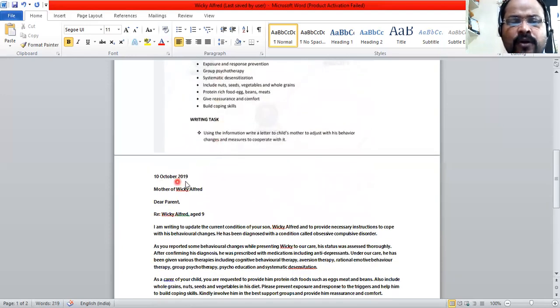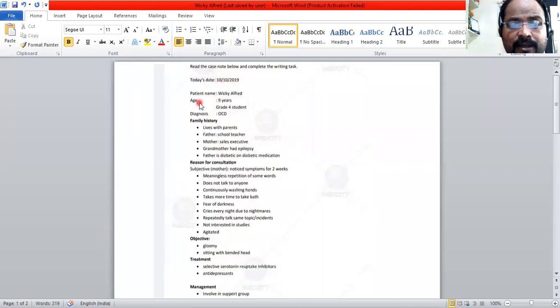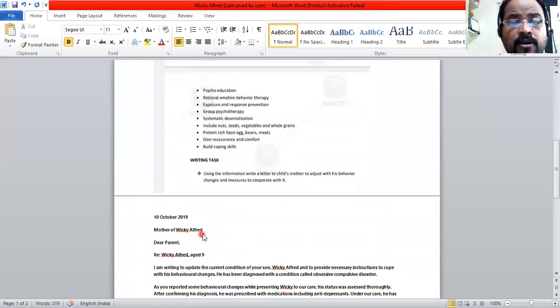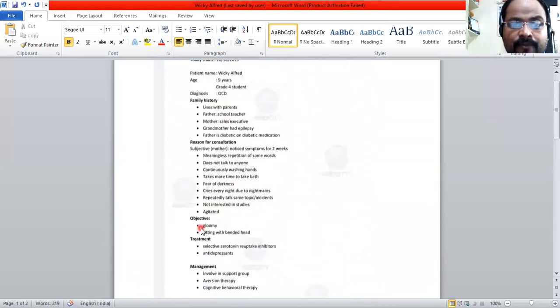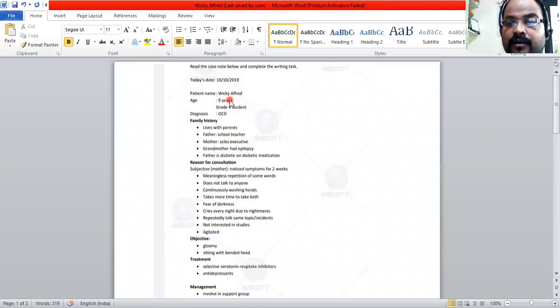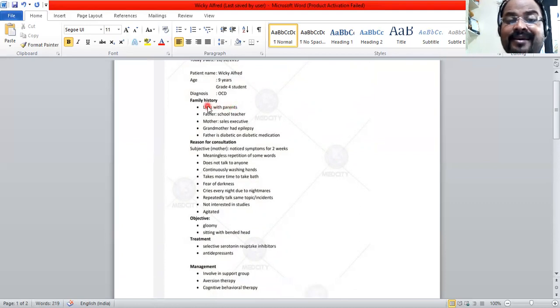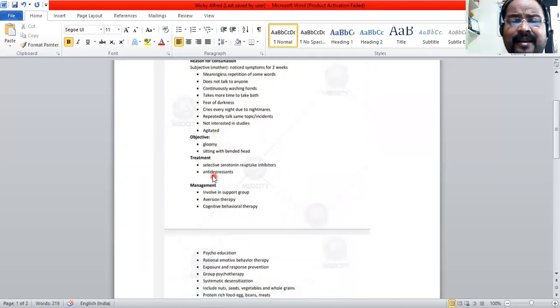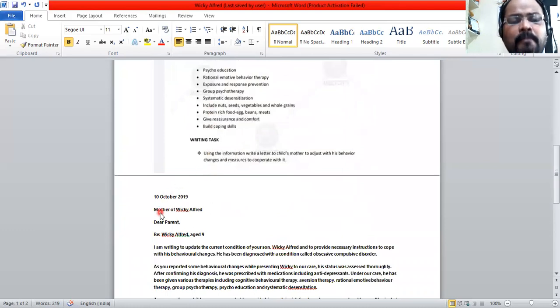So we just write 10 October, that is today's date. Mother of Wicky Alfred, we don't have a name here. We can say only Wicky Alfred, the son's name. That doesn't necessarily mean that this is Mrs. Alfred. Some may write Mrs. Alfred. Most probably it may be Mrs. Alfred, but as long as we don't have any clear indication that it is Mrs. Alfred, we don't go for that. For the safer side, we write mother of Wicky Alfred.